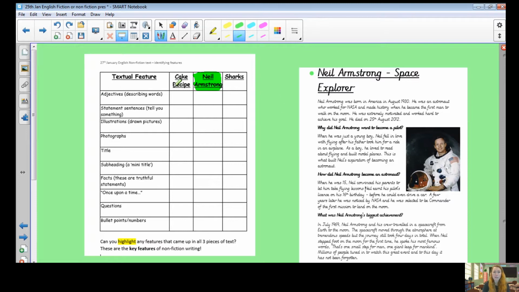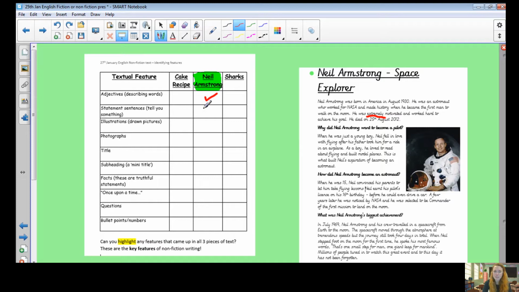I'm going to have a look down my list then and see if I can spot these really interesting things here and see if I can then tick them off on my list here. So does it have adjectives? Let me have a look. Does he have adjectives in that? Oh, look, I can see extremely. That describes how motivated he was. He was extremely motivated. That's a good one. So I can say it does have some describing words in. Yes, it does. Now, some of these are going to be really hard to find. So if you can't find them, do not worry.